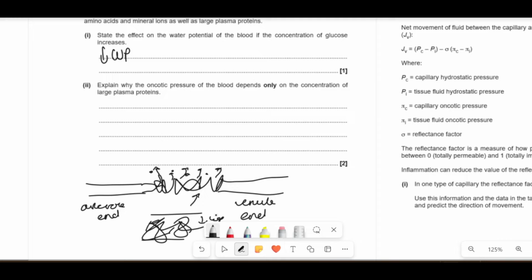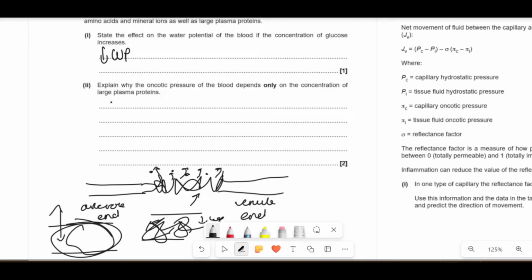If we didn't have any of these plasma proteins, then water would move out, and water potential depends on the amount of solute there is, not really how much water there is, if that makes sense. So if there was nothing in here and water moves in and out, the water potential is still the same, but the moment these proteins are in here, the water potential's dropped. So that's what's happening here.